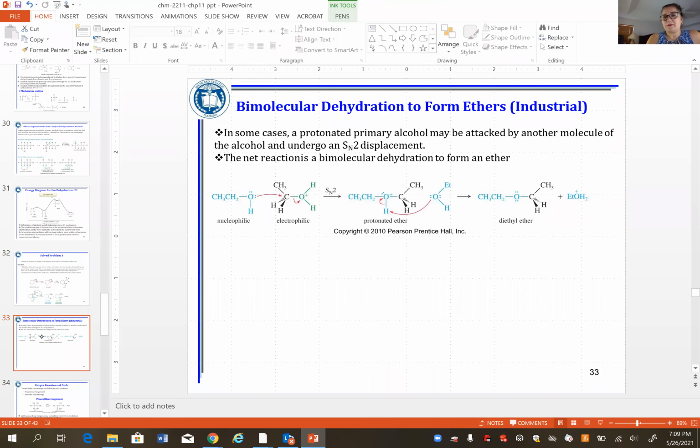Okay, the next type of dehydration, as I said, is a bimolecular dehydration. So what does it mean, bimolecular dehydration? OH from one molecule and H from another molecule are going to leave and form water, and then your final product is going to be an ether. So in this case, you have diethyl ether. The condition for this is that the temperature must be 140. The type of reaction is an SN2 type reaction.